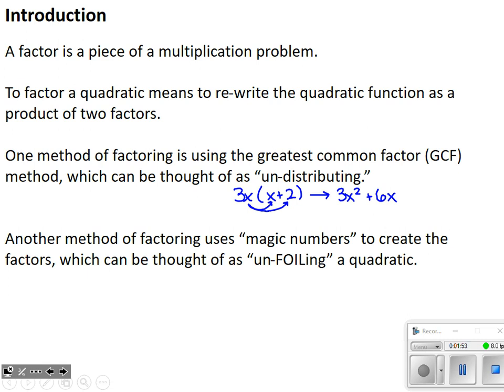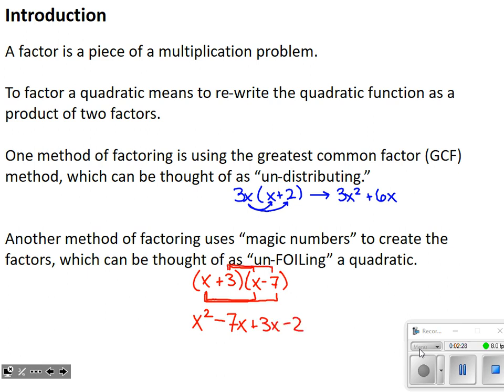Okay, another method of factoring, you probably remember the term magic numbers. That's what we use here at Hananiga to describe the process of factoring a trinomial when we are undoing the FOIL method. So let's take a look at an example of foiling. Let's just do (x plus 3) times (x minus 7) for an example. The FOIL method says take first times first, that's x squared, then outside terms, multiply those, negative 7x. Inside terms, that's plus 3x. And then last times last, negative 21.